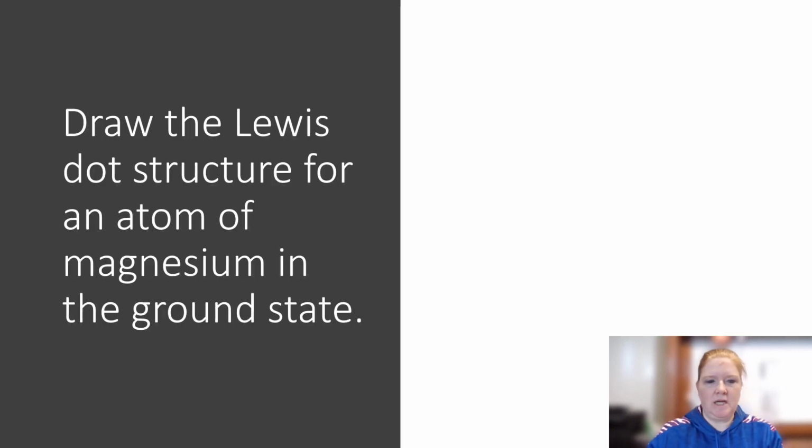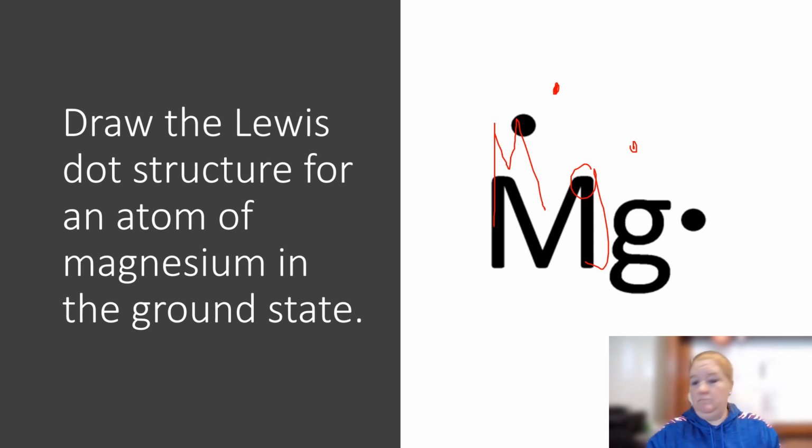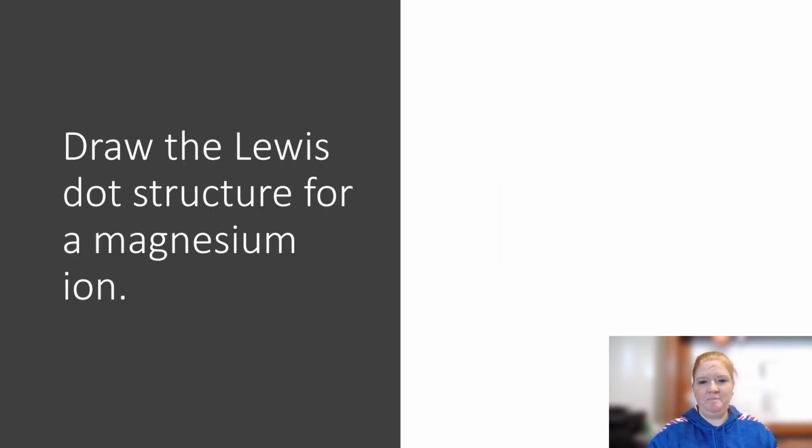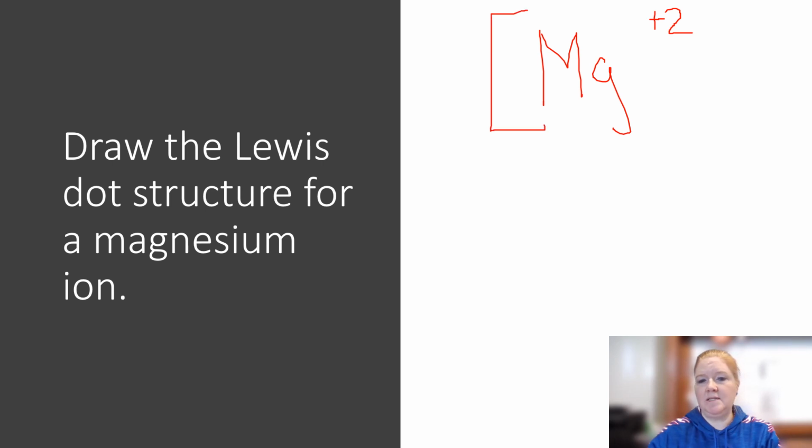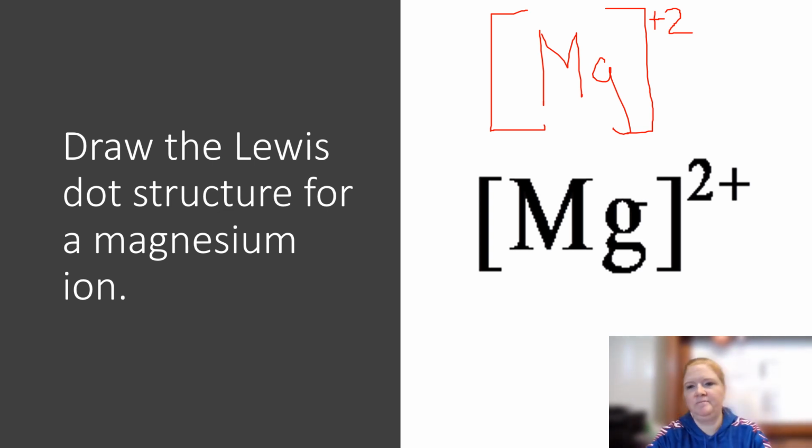Okay? So draw the Lewis dot structure for an atom of magnesium in the ground state. Symbol, look it up on the periodic table, valence electrons, it has 2. 1, 2. Should look like that, right? That's what I drew. Draw the Lewis dot structure for a magnesium ion. So here's the symbol. When I look at the periodic table, it says the oxidation state of magnesium is +2. So it lost 2 electrons. It does not have any left. It should have no dots and look like this.